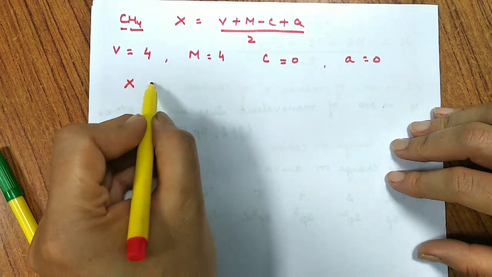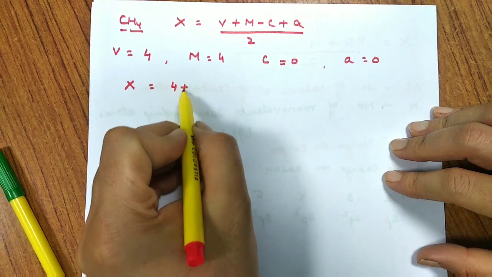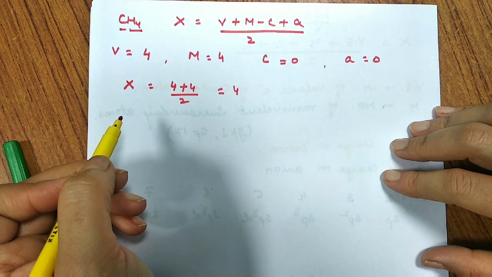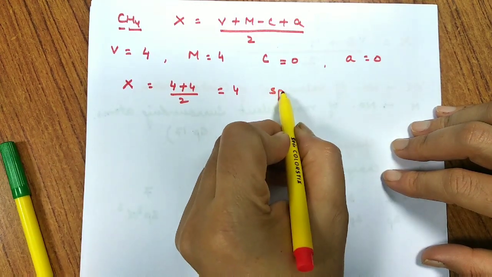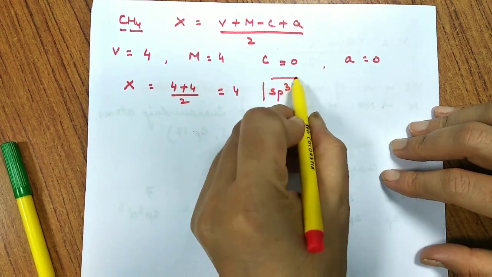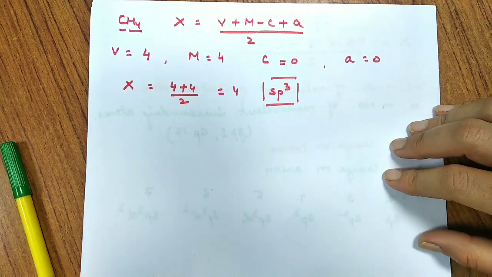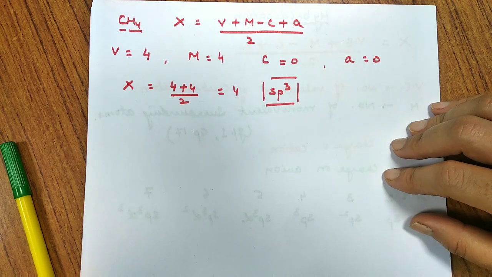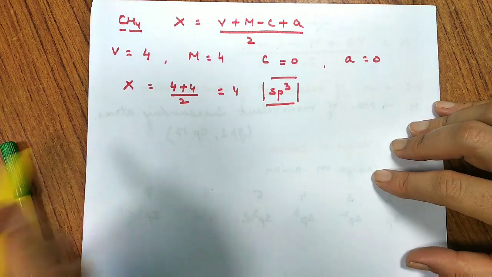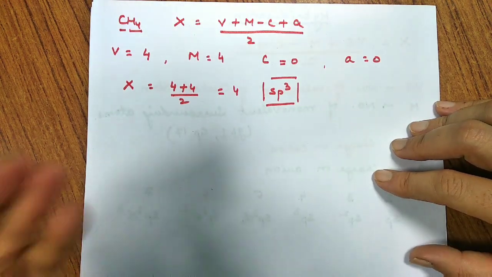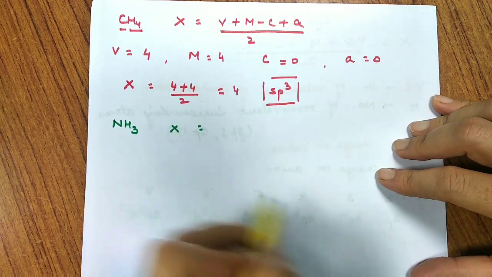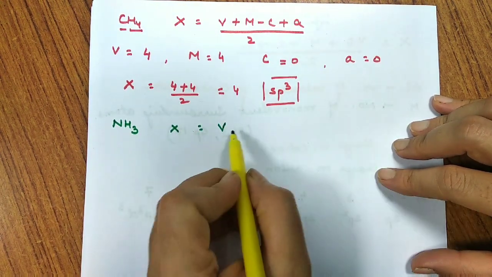Now the value of X comes out to be 4 plus 4 divided by 2, that comes out to be 4. And thus its hybrid state would be sp3. So this is how, just by using this formula, we have calculated. Let us take certain examples of how to find the hybrid state in this case. Okay, next example I am taking is NH3. X. What is V?